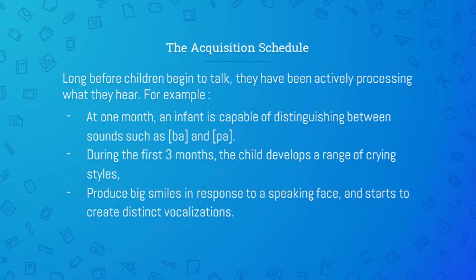The acquisition schedule. Long before children begin to talk, they have been actively processing what they hear. For example, at 1 month, an infant is capable of distinguishing between sounds such as ba and pa. During the first 3 months, the child develops a range of crying styles with different patterns for different needs, produces big smiles in response to a speaking face, and starts to create distinct vocalizations.